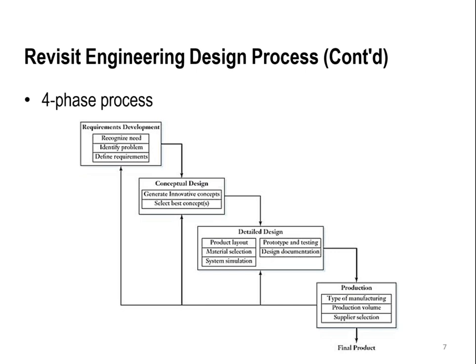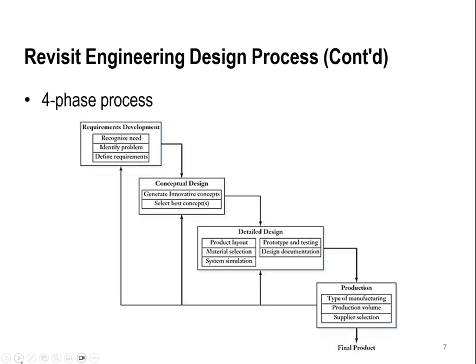We need to identify the product layout, the material selection, the system simulation, the prototype and the testing, and the design documentation. Finally, we go to the last stage, which is production, where we need to decide the type of manufacturing, the production volume, and the supplier selection to get the final product. That's when we go forward.